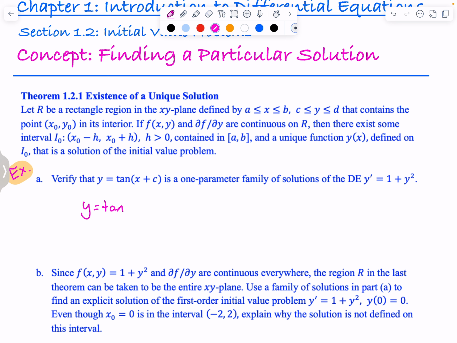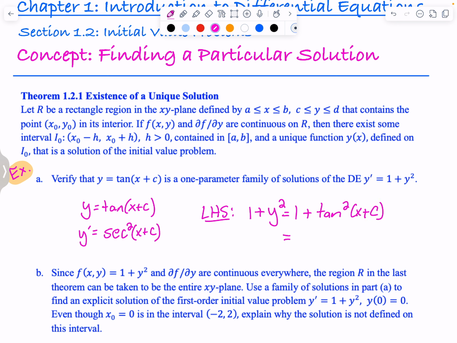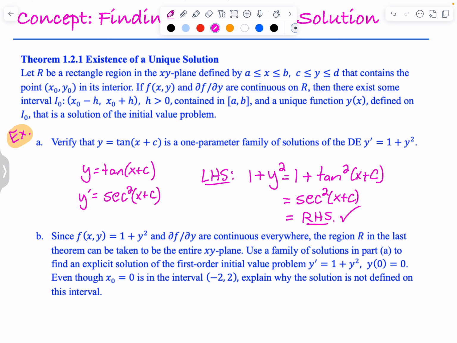So y equals tangent of x plus c, right? And then remember we had to work our way up. Y prime was secant squared, and then the chain rule would just produce a 1. And then notice the left-hand side is 1 plus y squared, which equals 1 plus tangent squared. Like in the video, I'm not going to show it again, but that's a Pythagorean identity. That's equal to secant squared of x plus c, and that's equal to the right-hand side. We're done. So that's part A, nothing new there. We just wanted to make sure we are convinced that that is a solution.